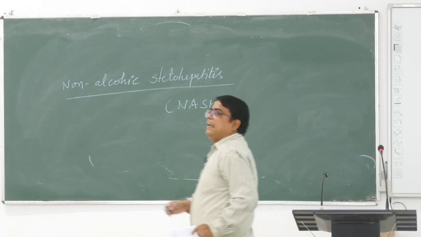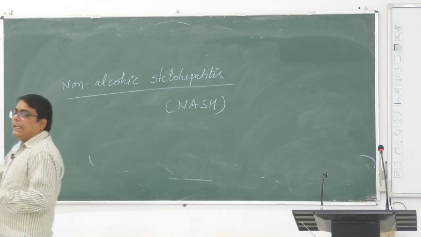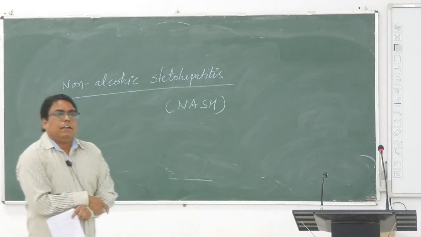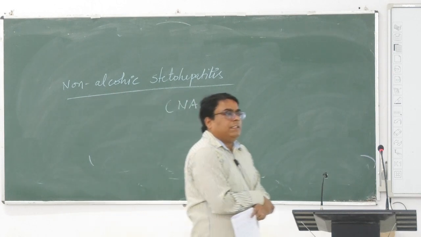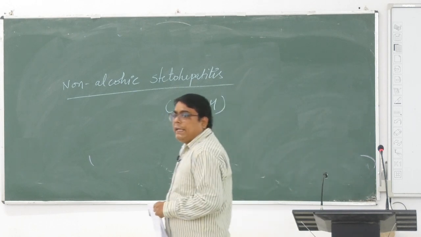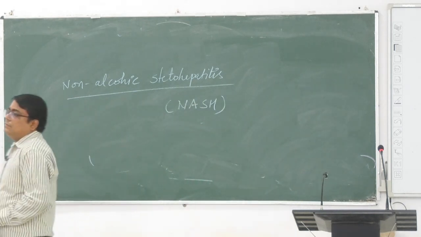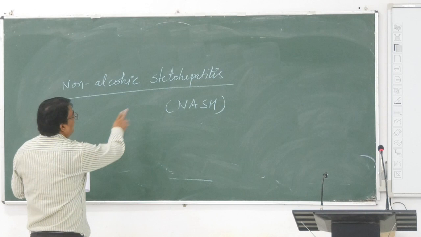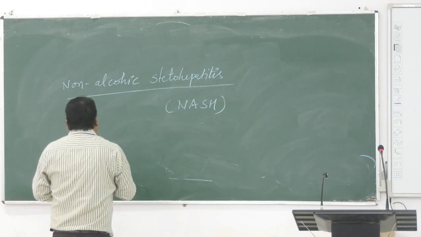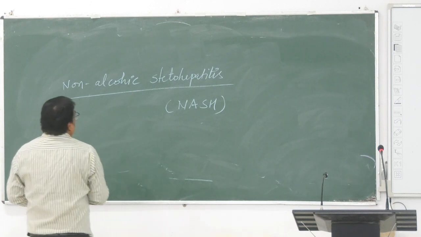We assume that the liver is always spoiled by drinking more alcohol. Generally it is said that by taking chronic alcohol, the liver may be damaged. But it is not like that. Okay? There are several reasons. The first one is non-alcoholic steatohepatitis, which involves chronic inflammatory fibrotic changes.